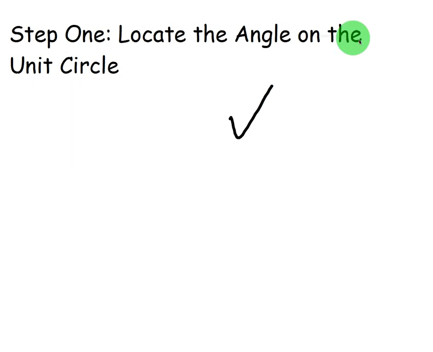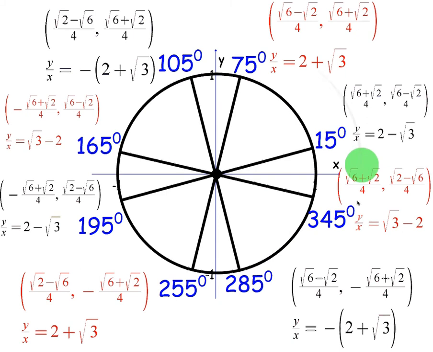First step is to locate the angle on the unit circle. Our enhanced unit circle, that is. So where is 345 on this circle? Well, 345 is right here. It's 15 degrees from the x-axis. And that already gives you a hint that the 15 degrees in the first quadrant is going to be its corresponding angle because they're both close to the x-axis. So that's it for step one.